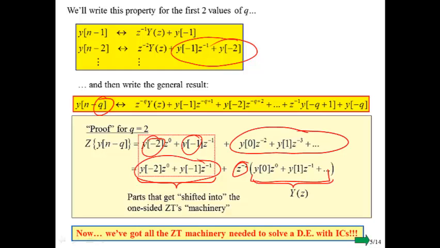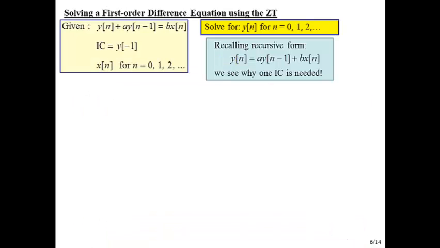And the most important thing is that we now have machinery that allows us to solve a difference equation with initial conditions. These are the mechanisms by which we include those initial conditions. So let's take a look at solving a first order difference equation using the unilateral z transform. So the z transform here is unilateral.